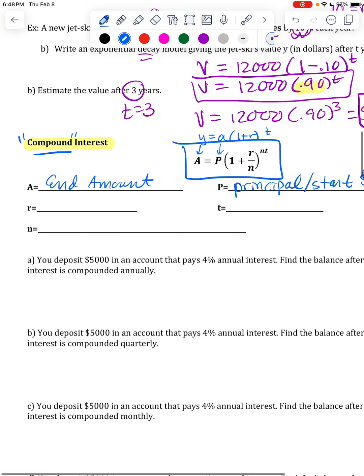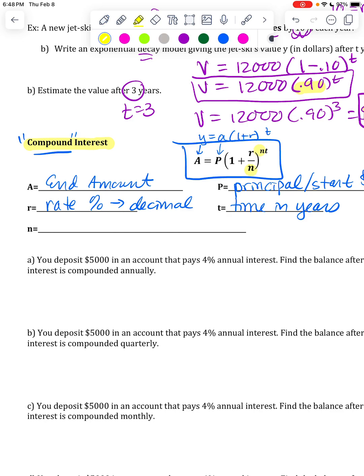And then R is still the same as it was before, your rate, and you'll still have to change it from a percent down to a decimal by moving that 2 spots to the left. T is still time in years. So the really, really new thing is this N. And you're going to notice that the N is down here and then also in the power. So you're going to use the same number in both spots. And the N is the number of times compounded. So how many times are they adding that interest on top of the interest per year?